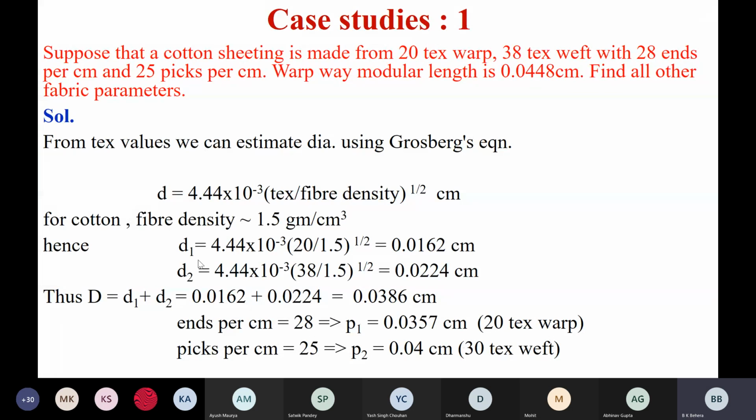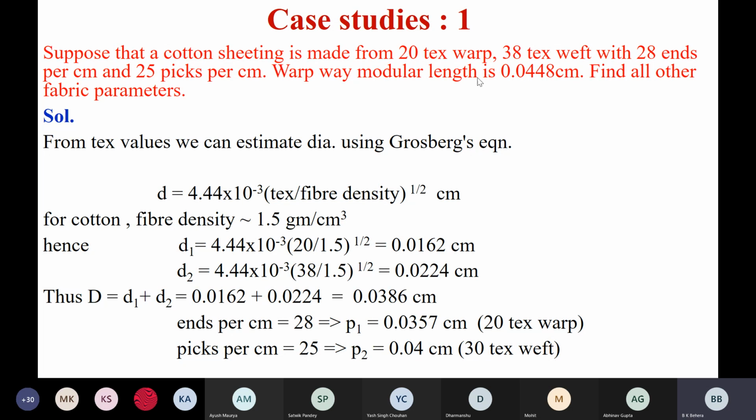Remember, among the 11 parameters, it is capital D. It is not D1, D2, but capital D is simply D1 plus D2, as you know. So this capital D equal to D1 plus D2 comes out 0.0386. I have already explained that ends per centimeter is 28 means P1 is 1 upon 28, which is this much. Similarly, picks per centimeter is 25, so P2 is 1 upon 25, which is this much. So you know now D, P1, P2, 3 information. Fourth is already given in the question.